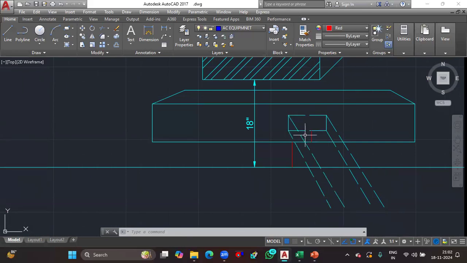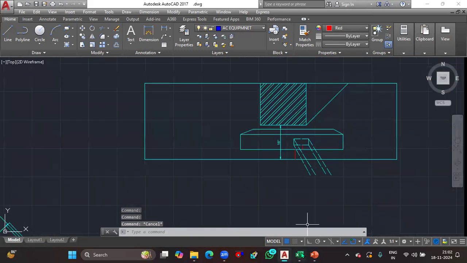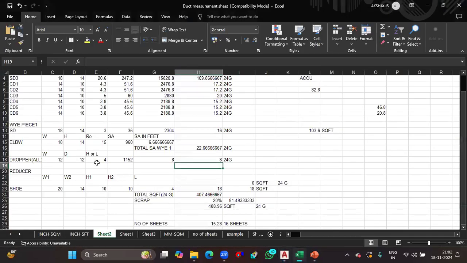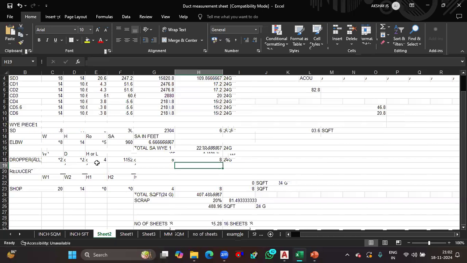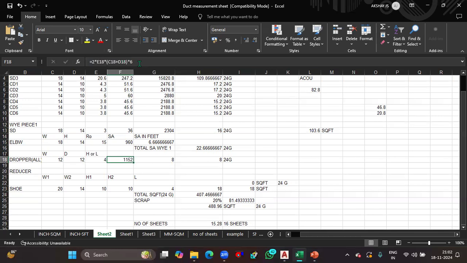So specifically, the remaining height of the dropper duct should be 2 inches plus this clearance 2 inches, total 4 inch. That's it. Then apply this value onto the equation. You'll get the exact value, which means 2 into length, that is 4 inches, into 12 plus 12 into 6 number of dropper ducts. That's what I mentioned, it has to be 6.